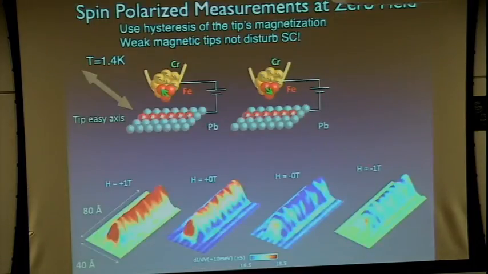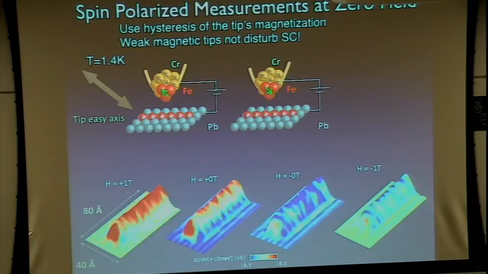All right. So this was technically quite difficult because we had to make tips that remain ferromagnetic with no field applied, but were not so magnetic that they would disturb the superconductivity underneath our sample. A lot of finesse. But you can sort of see it works.